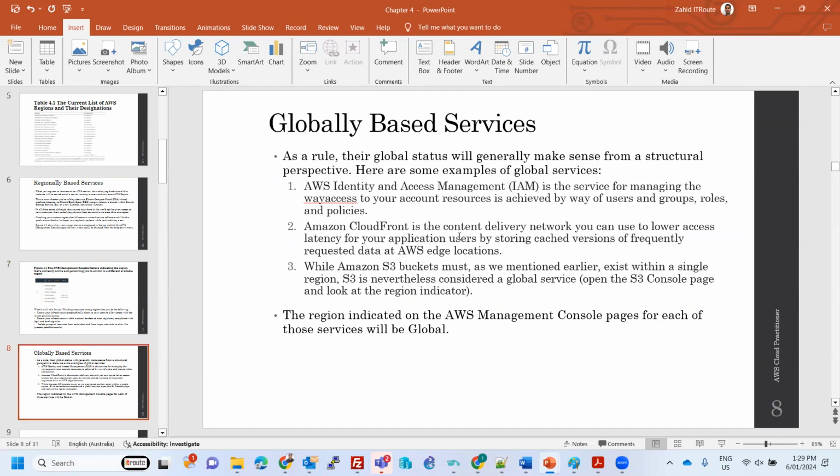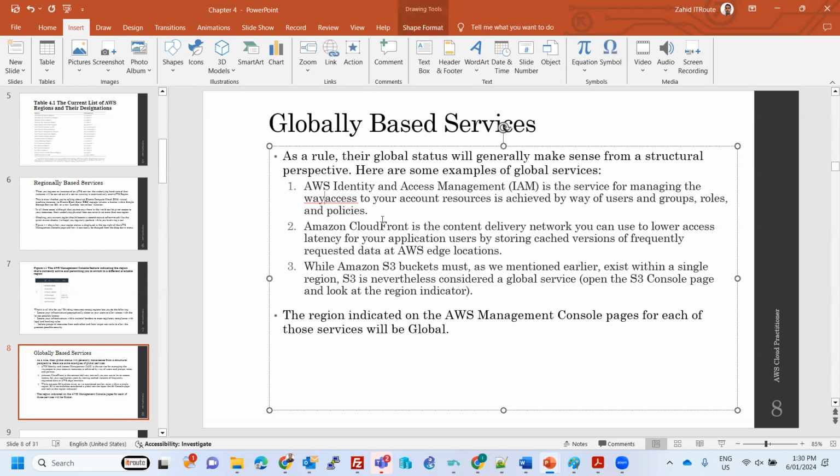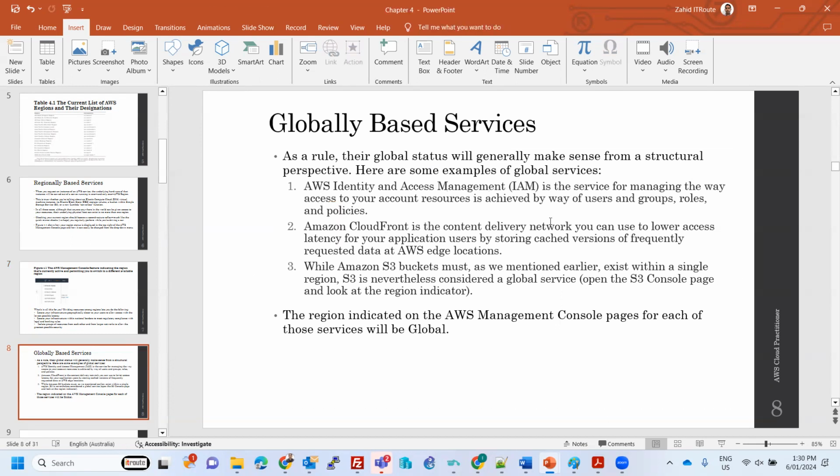So globally based services, as a rule, their global status will generally make sense from a structural perspective. Here are some examples. AWS Identity and Access Management is the service for managing access to your account resources by way of users, groups, roles, and policies. We're going to study a bit more about that. You can create usernames, you can create groups, those kinds of things, similar to directory services.